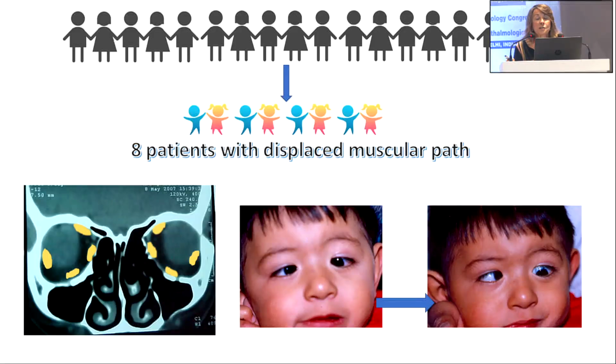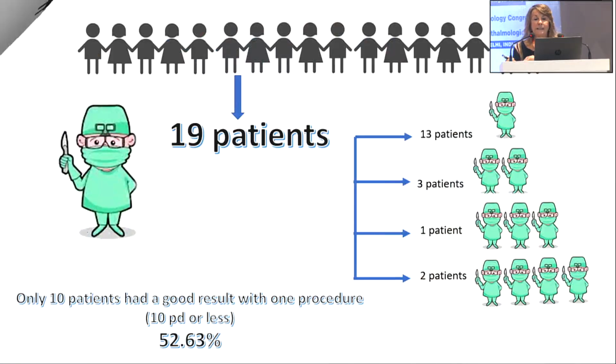8 patients had a displaced muscular path, as we talked this morning. This is one of them, one child of 18 months of age. Of the 26 patients, 19 were operated, and in 13 patients, only 1 surgery was done. 3 patients received 2 surgeries, 1 patient 3 surgeries, and in 2 patients, 4 surgical procedures were performed.